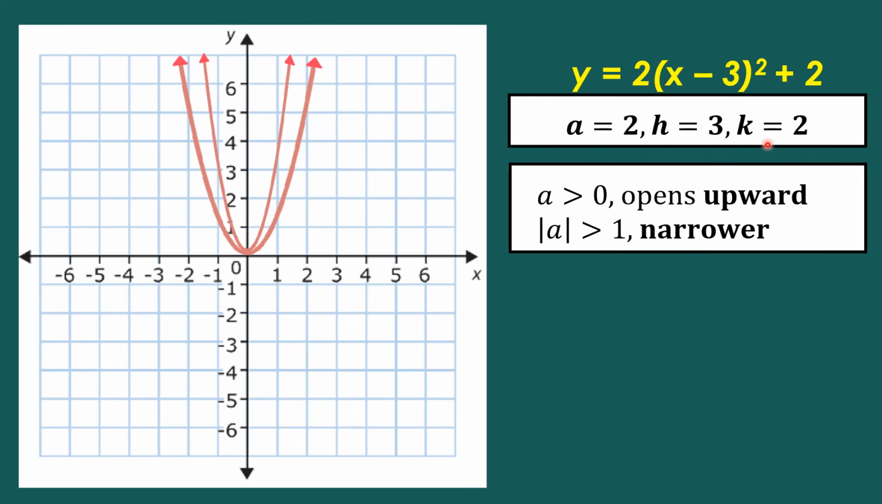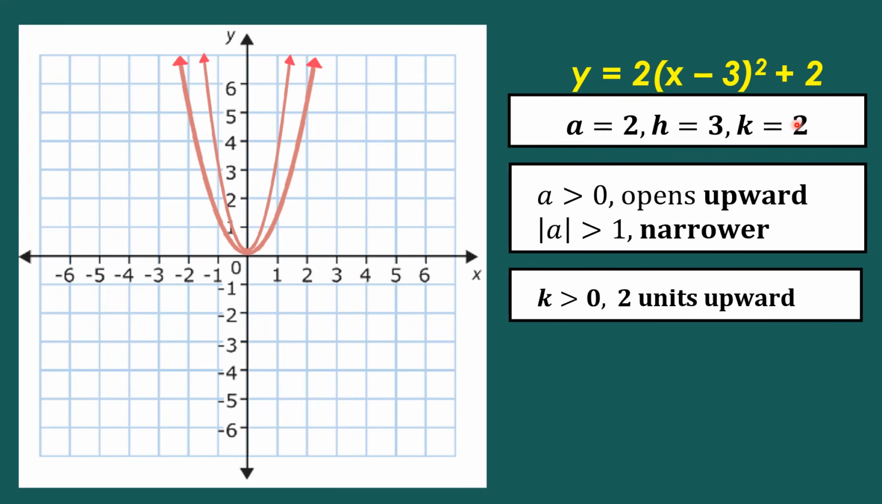But the value of k here is equal to 2. It is greater than 0. Ibig sabihin, we have to move the graph 2 units upward. So etong makitid na ito will be moved 2 units upward. 1, 2. So eto na ngayon ang graph natin.